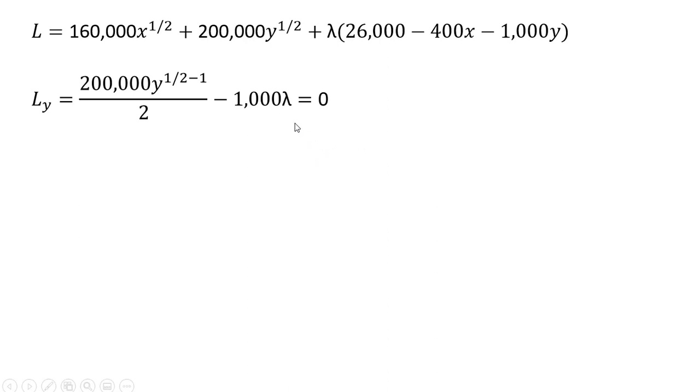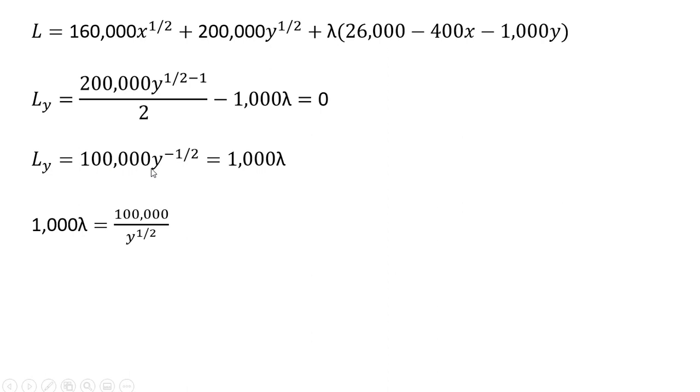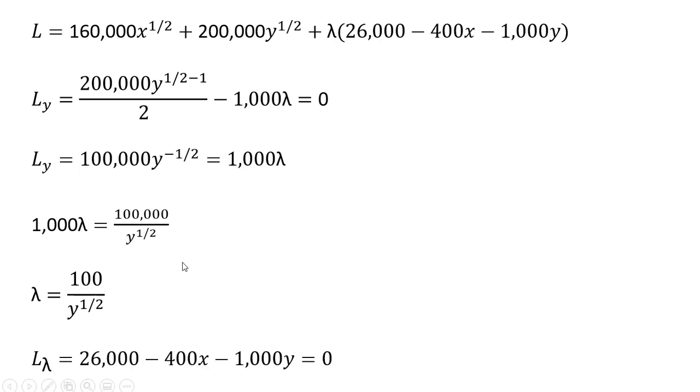As before, we're going to solve this for lambda. So 200,000 divided by 2 gives us 100,000. Following the rules of exponents, and now dividing everything through by 1,000, 100,000 divided by 1,000 is 100, and we have another expression for lambda. For our third partial derivative, we take the partial derivative of the Lagrangian with respect to lambda, and we get back the constraint, what's in parentheses here, also setting that result equal to 0.